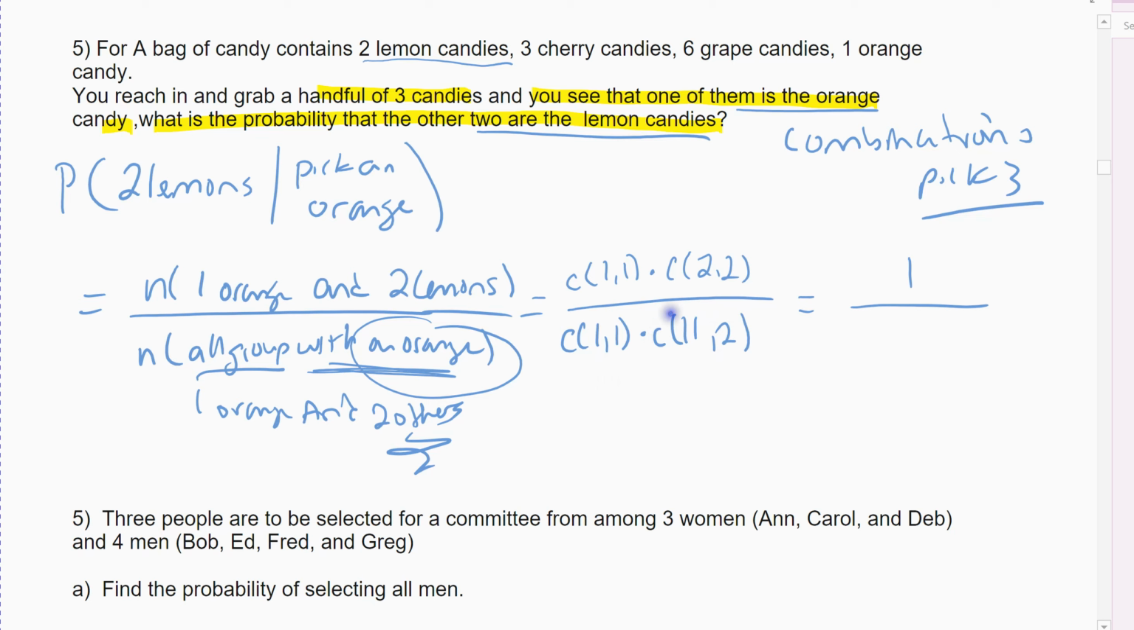Combination 11 choose 2, I've got to plug that into my calculator. 11 choose 2 is 55. And so what this means is there are 55 groups, 55 handfuls of 3 from this particular bag, that will contain the orange candy. One of those 55 handfuls with the orange candy also has 2 lemons, the 2 lemon candies. And then we find the decimal approximation, which is 0.1818 repeating. And there's the chance that that happens.